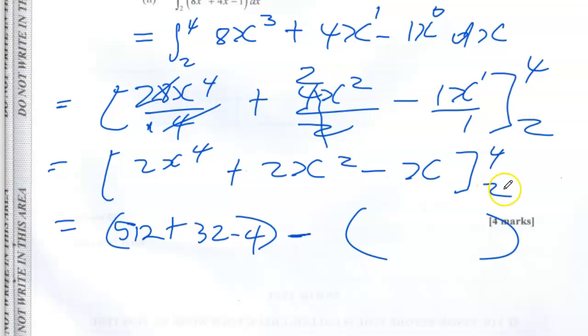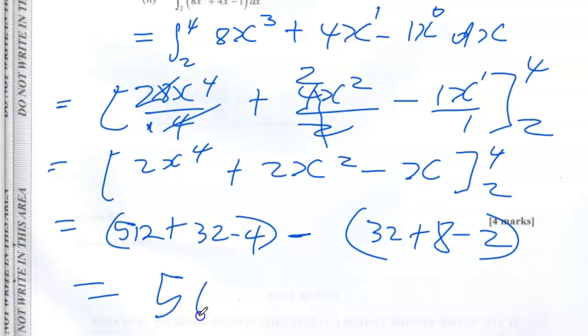In the second bracket, we replace x now with 2 in the same expression. So replace x with 2: 2 to the power of 4, that's 16, times 2, that's 32. 2 to the power of 2, that's 4, times 2, that's 8, minus 2. So you can use a calculator and work this out. This seems to work out to 502. Alright, let's continue.